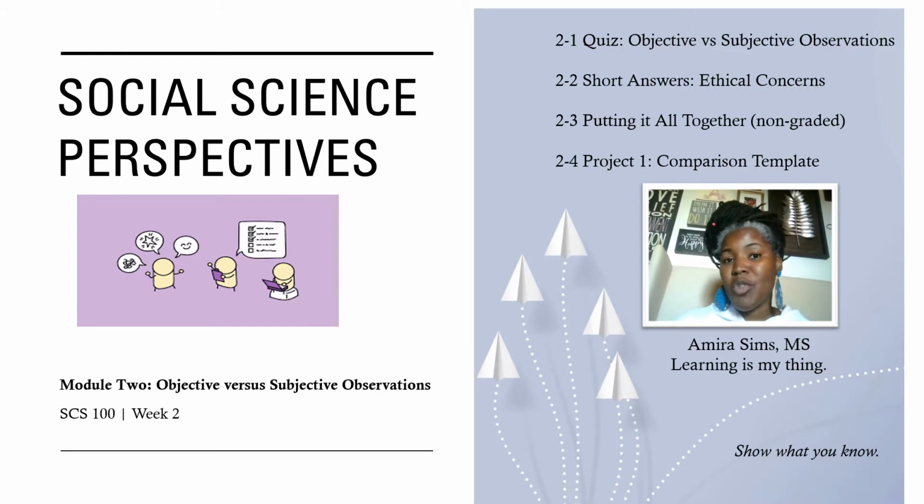2-2, which is some short answer responses to some ethical dilemmas that you're presented with. 2-3 is a non-graded activity where you can start putting it all together. And 2-4 is the Project 1 comparison template.